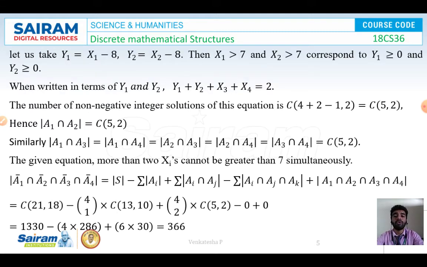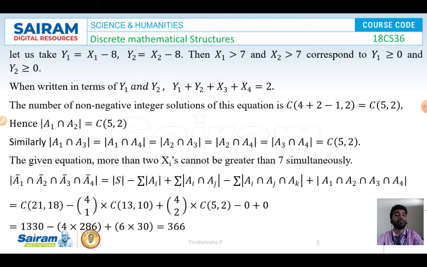Similarly, to find the summation of the order of Ai intersection Aj, I will be taking two variables now, that is y1 and y2. y1 is given by x1 minus 8, y2 is given by x2 minus 8, with the conditions that x1 is greater than 7 and x2 is greater than 7. Now I will be incorporating y1 and y2 in the given equation. What I will get is y1 plus y2 plus x3 plus x4 is equal to 2 after simplification. Now I will be finding the number of non-negative integer solutions for the above equation. It is given by combination of 4 plus 2 minus 1 comma 2.